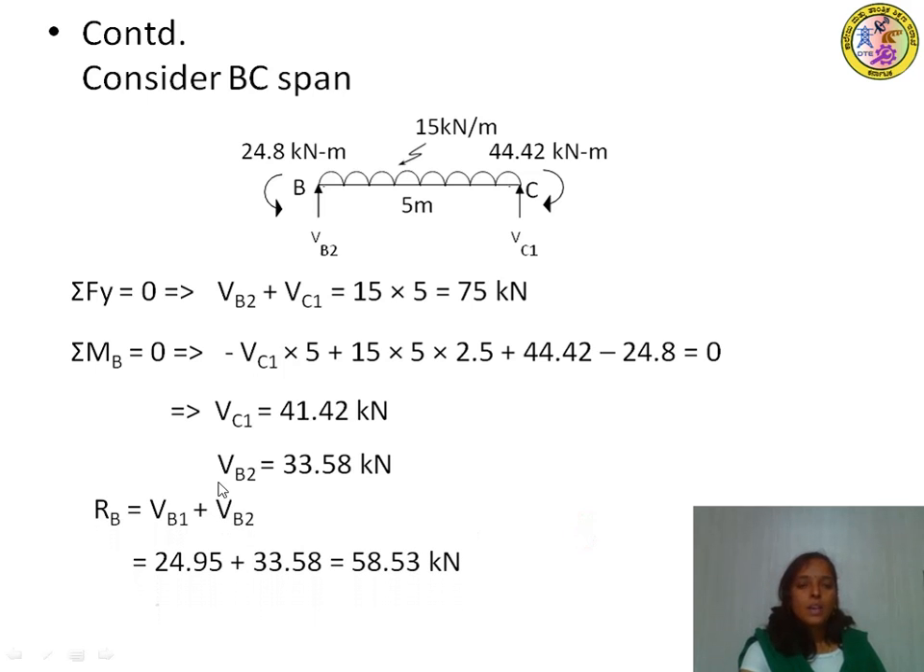Therefore RB, reaction at B, is equal to summation of VB1 plus VB2, where VB1 is the reaction at B for member AB and VB2 is reaction at B for member BC. So VB1 is 24.95 plus 33.58, which is equal to 58.53 kilonewton.